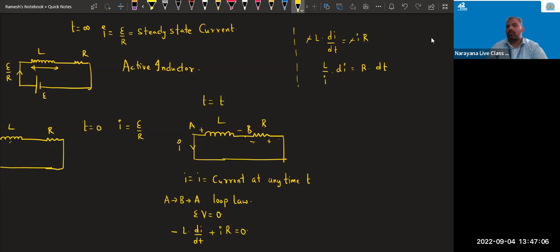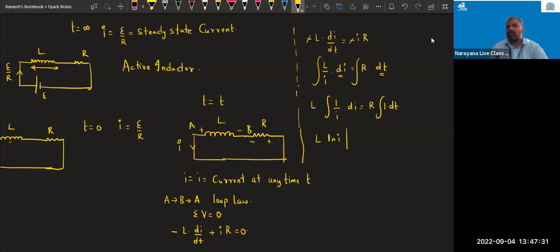This di is the decrement in the current in a very small time interval. I will integrate on either side. L is constant, so I will take it outside: integration of 1 by I into di. R also I will take outside: integration of 1 into dt. What is the integration of 1 by I? Very good, ln of I.